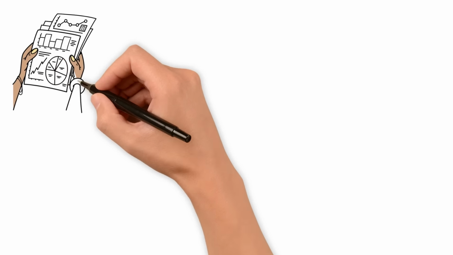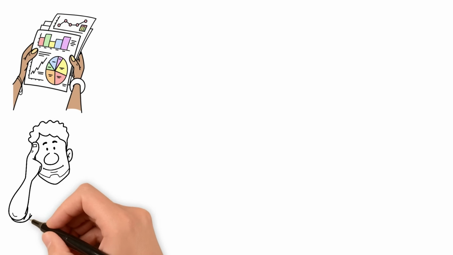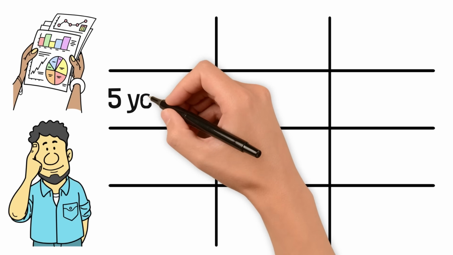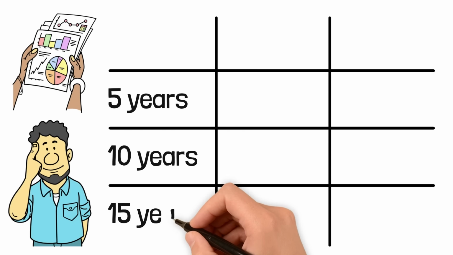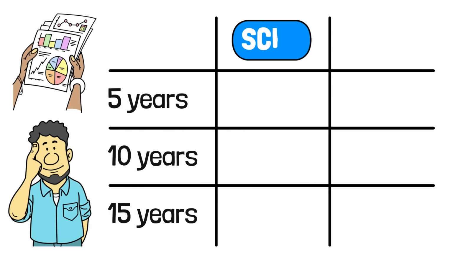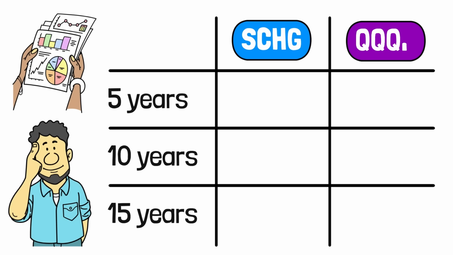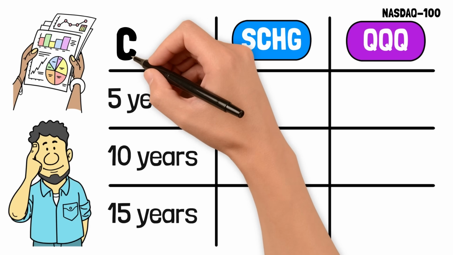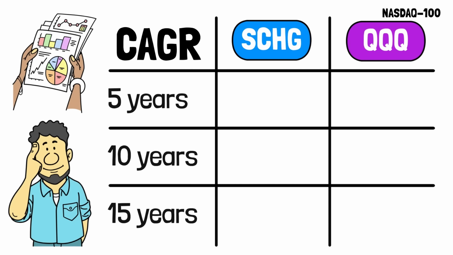Chasing past performance might be a trap, but it's crucial to understand how these funds have behaved over the long run. So let's put them head-to-head over 5, 10, and 15 years. Since QQQM is new, we'll use its older sibling, QQQ, as a proxy. Both track the exact same NASDAQ 100 index, so this gives us a fair historical comparison. Here's the breakdown of their average annual returns.